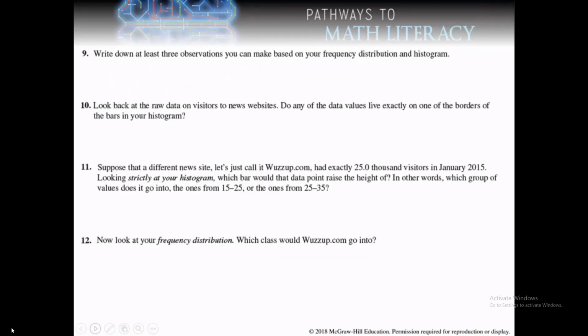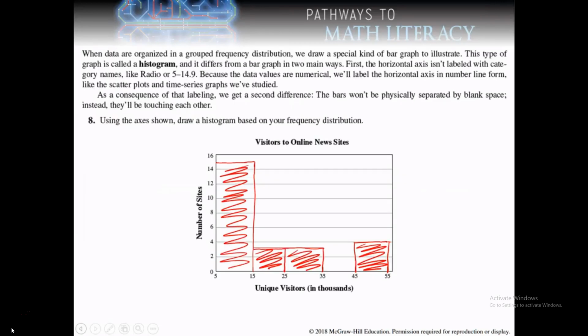And then in number 9, we're going to use our frequency distribution and histogram to write down at least 3 observations. I think we can see it pretty well by looking at the histogram. The vast majority of sites experienced between 5 and 15,000 unique visitors. And then 15 to 25, 25 to 35, and 45 to 55,000 were pretty even. And none of the sites had between 35 and 45,000.